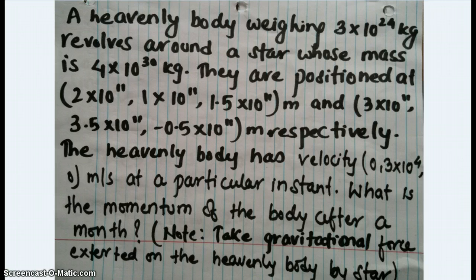A heavenly body weighing 3 into 10 to the power 24 kg revolves around a star whose mass is 4 into 10 to the power 30 kg. They are positioned at some positions, and the heavenly body has a velocity of something meter per second at a particular instant. What is the momentum of the body after a month? So we are calculating the final momentum of the heavenly body which is revolving around the star in a month's period. So let's begin.